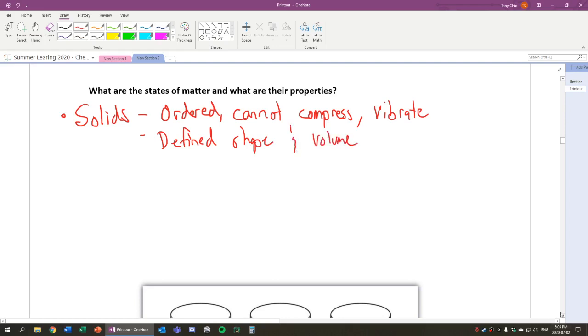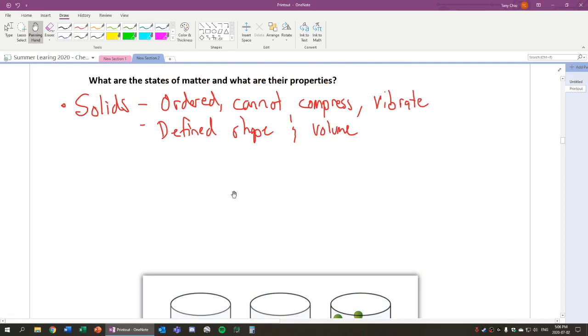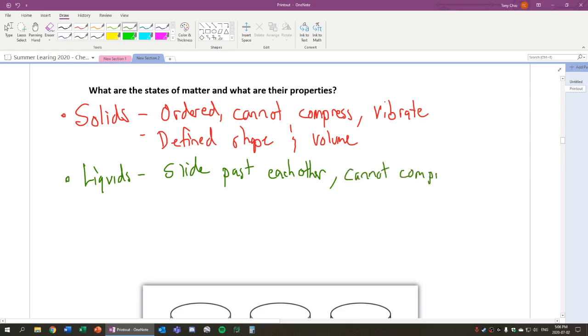Okay, so that's solids. So if you look at this diagram here, that's an example of a solid. It is very defined in shape and volume. Okay, liquids. Liquids will slide past each other. But they still cannot compress. You cannot compress a liquid. That's why if you ever get water in, for example, a car's engine, it can actually destroy that car's engine. What liquids also have is defined volume. So the volume of a liquid won't change, but they will take the shape of the container.